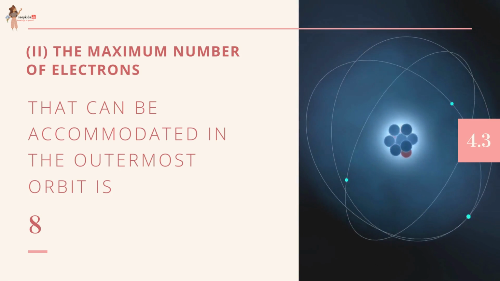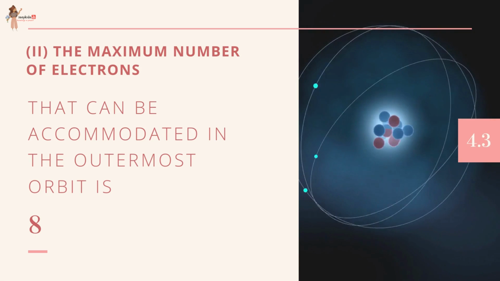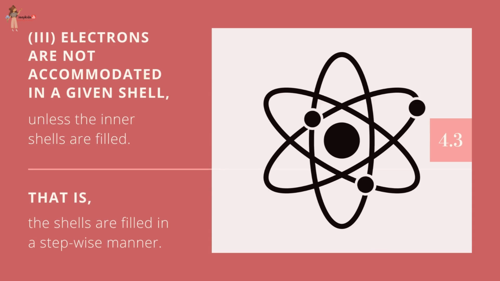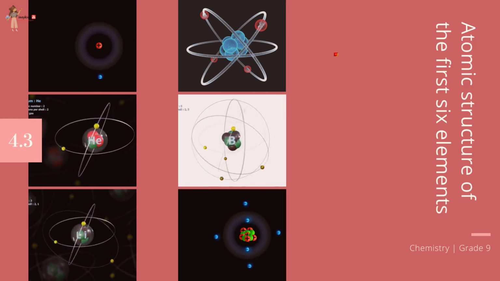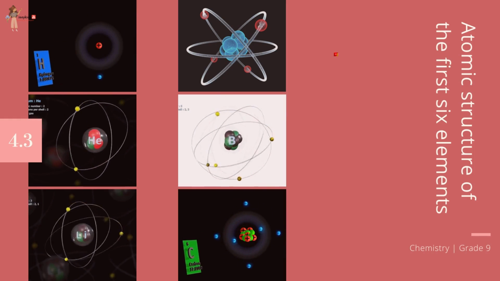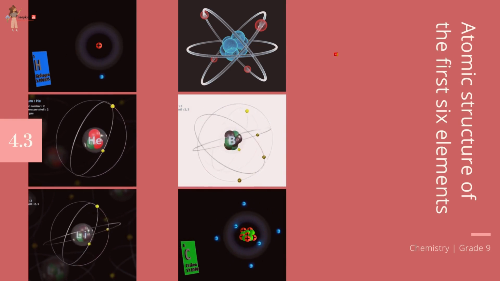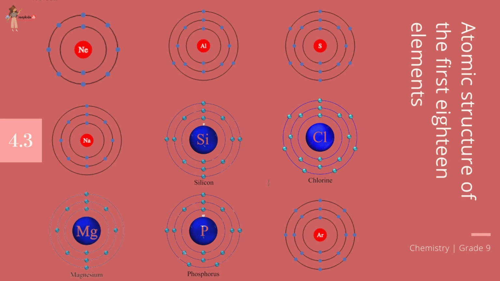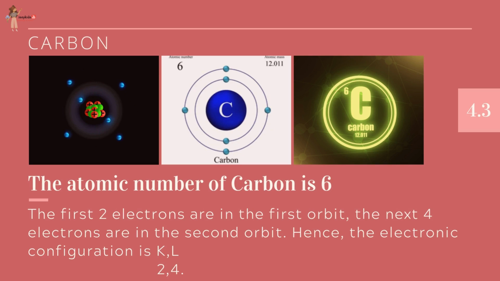The maximum number of electrons that can be accommodated in the outermost orbit is 8. Electrons are not accommodated in a given shell unless the inner shells are filled. That is, the shells are filled in a stepwise manner. Here is the atomic structure of the first 6 elements. And here is the atomic structure of the next 12 elements. Out of the given 18 elements, let's discuss the distribution of electrons in carbon and sodium atoms.